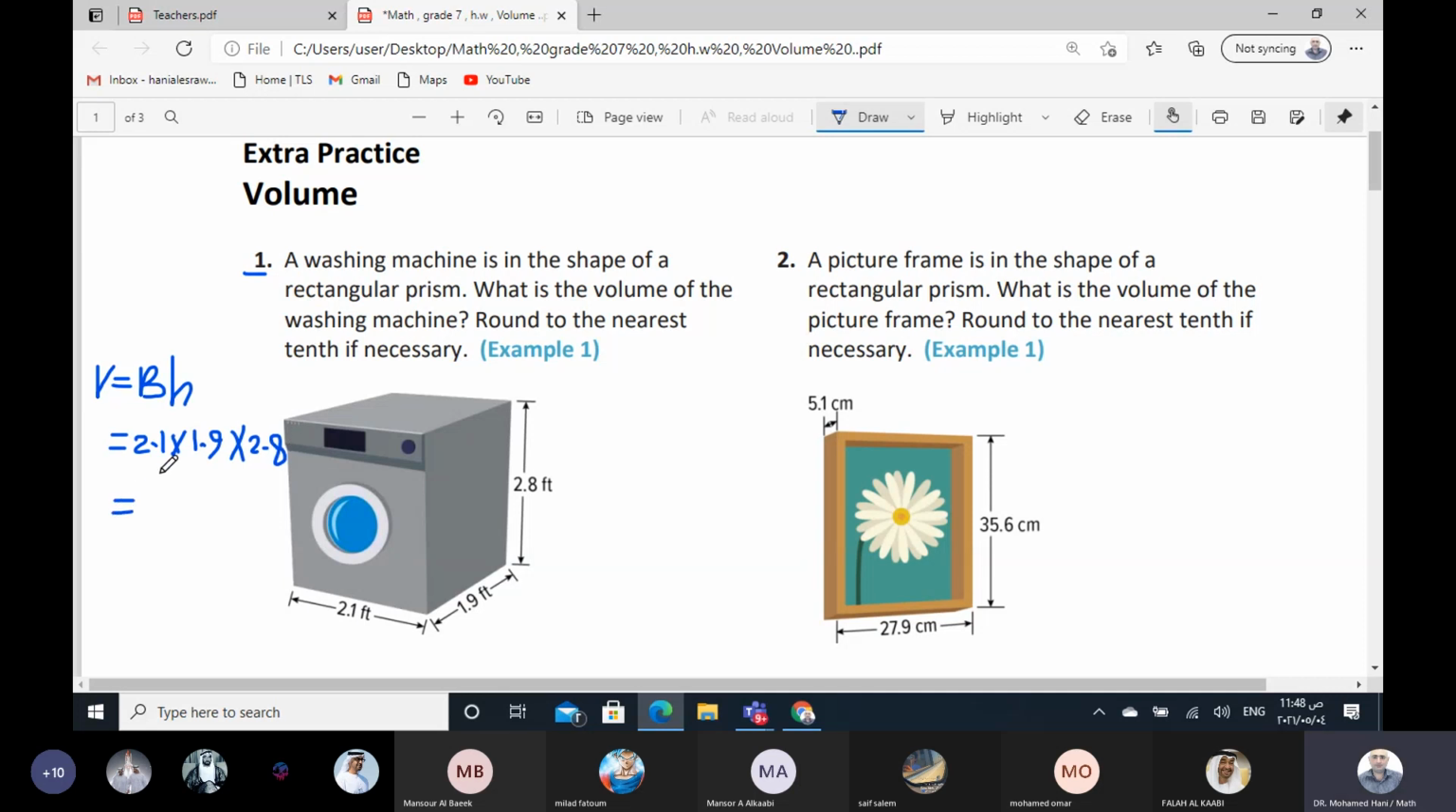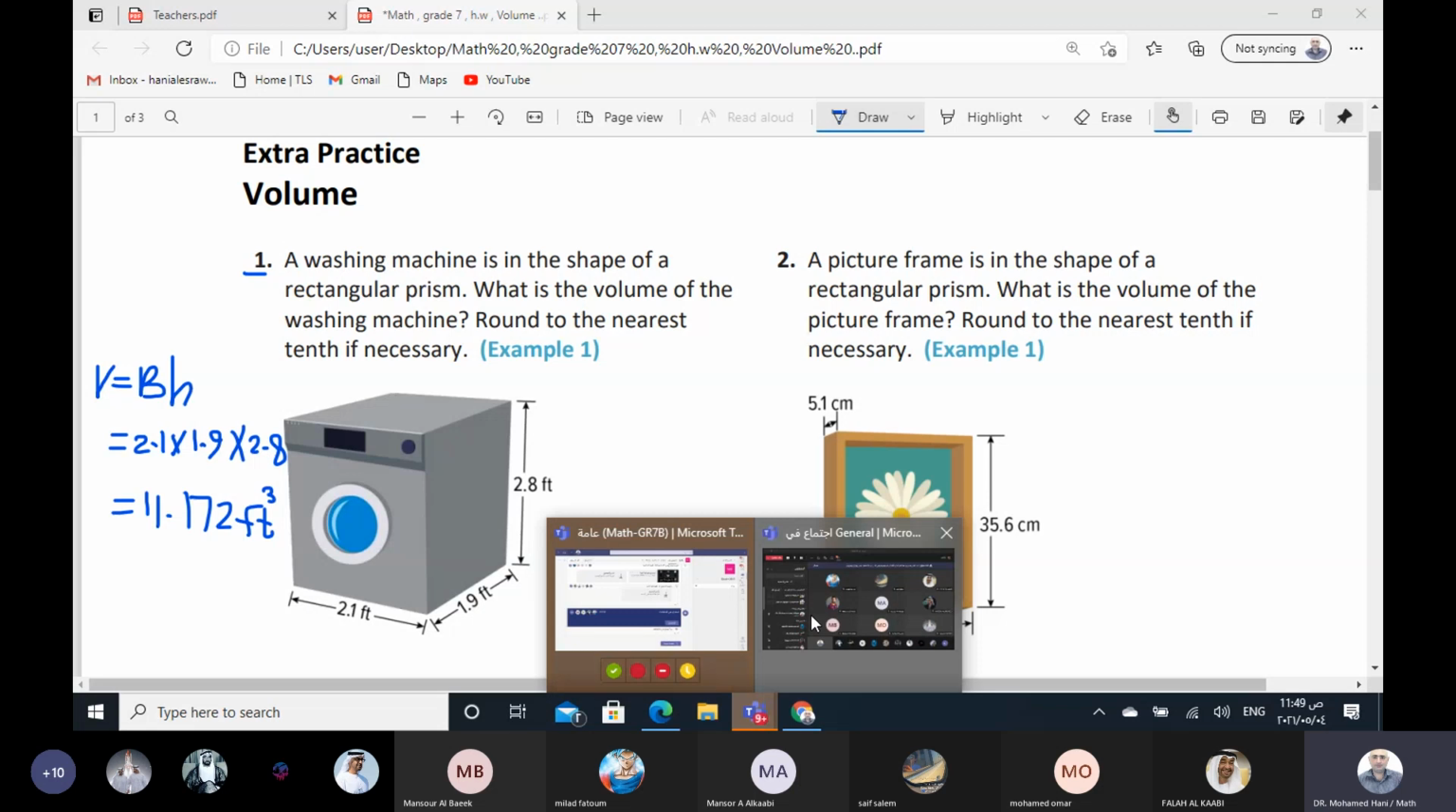So now we can calculate. We have 2.1 times 1.9 times 2.8. The answer will be 11.172 feet cubic.